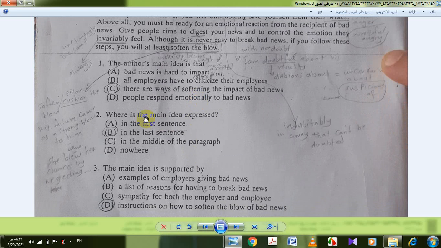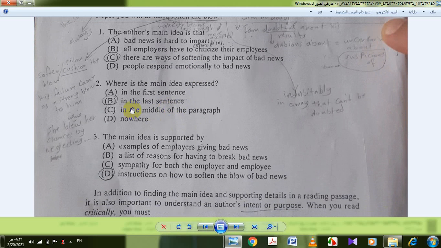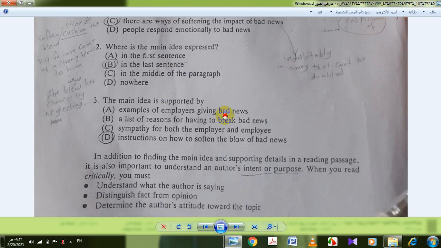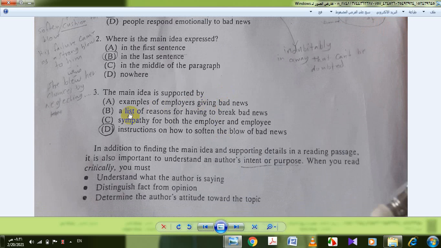Good. So in the last sentence, the main idea is supported by examples of employers giving bad news, a list of reasons for having to break bad news, sympathy for both the employer and the employee, or instructions on how to soften the blow of bad news. Of course, instructions on how to soften the blow of bad news. Good. So this is number 3.